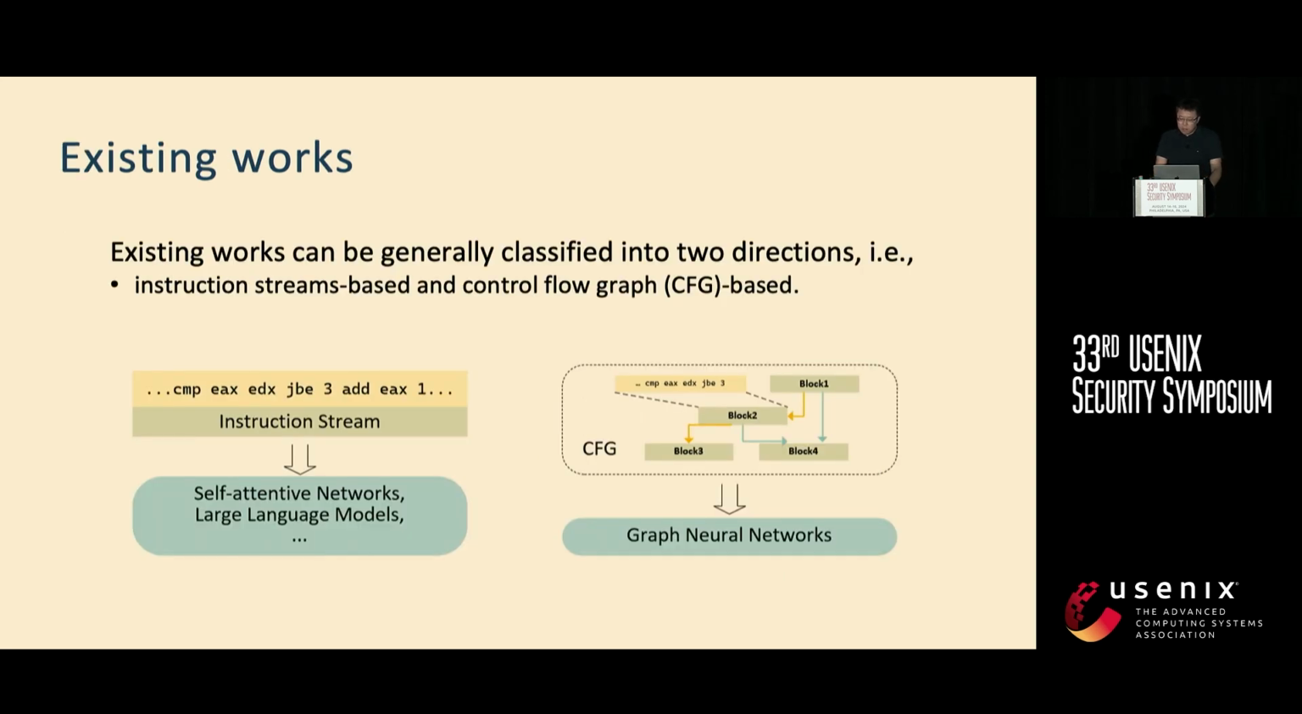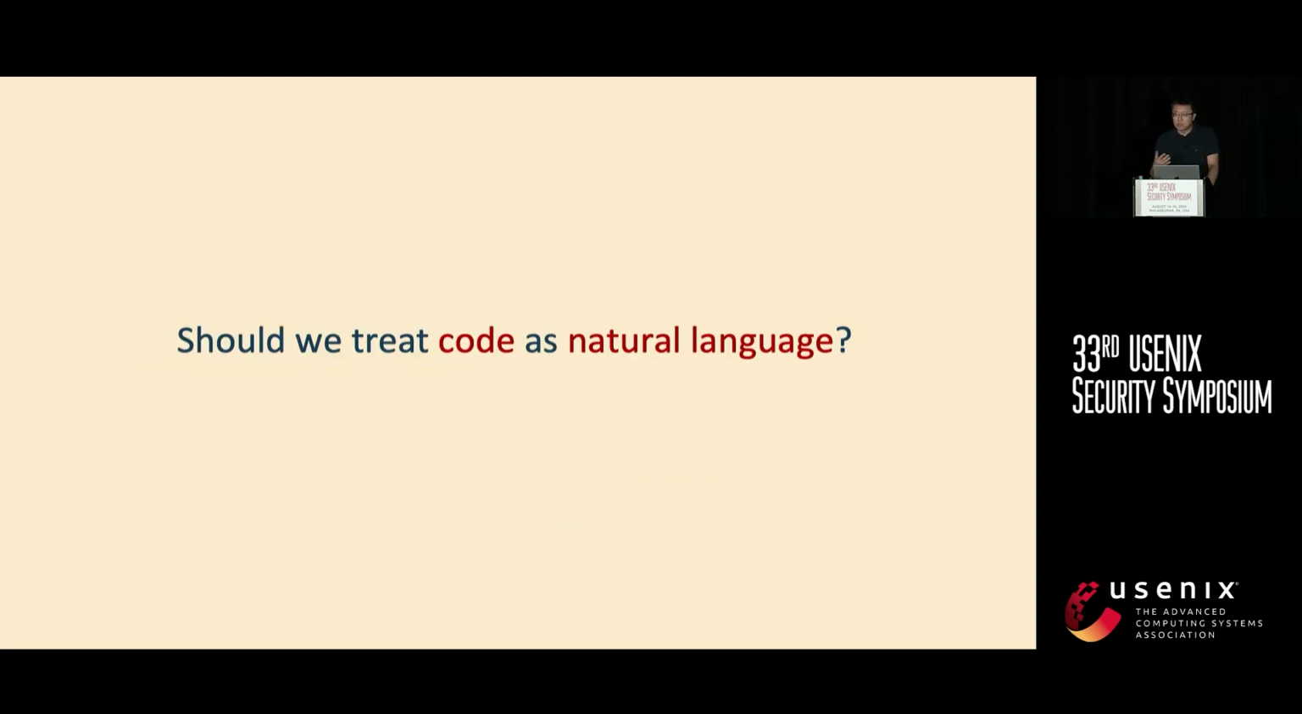Existing works can be generally classified into two directions: instruction stream-based and control flow graph, or CFG-based. As shown in the left figure, instruction stream-based approaches take binary functions as if they were natural language sentences and apply natural language processing techniques. On the right figure, CFG-based approaches typically take basic blocks as natural language sentences and aggregate features of basic blocks through graph neural networks. So here comes the question.